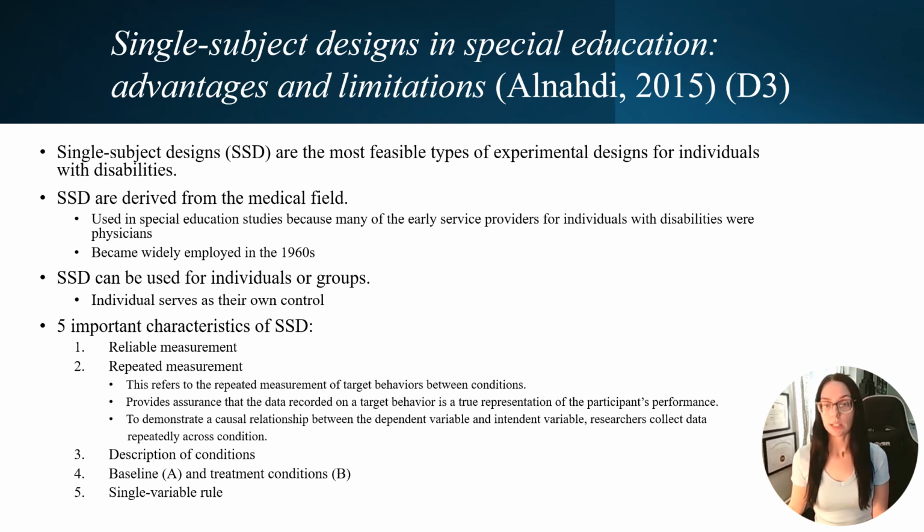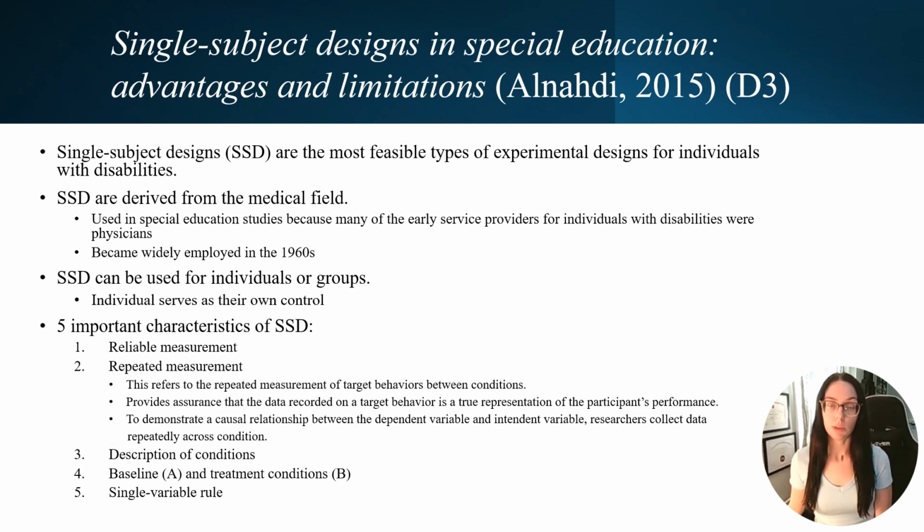Single-Subject Designs in Special Education: Advantages and Limitations by Alnahdi in 2015 was utilized to satisfy task list item D3. It stated that single-subject designs are the most feasible types of experimental designs for individuals with disabilities. The design is derived from the medical field. It was used in special education studies because many of the early service providers for individuals with disabilities were physicians. The design became widely employed in the 1960s.